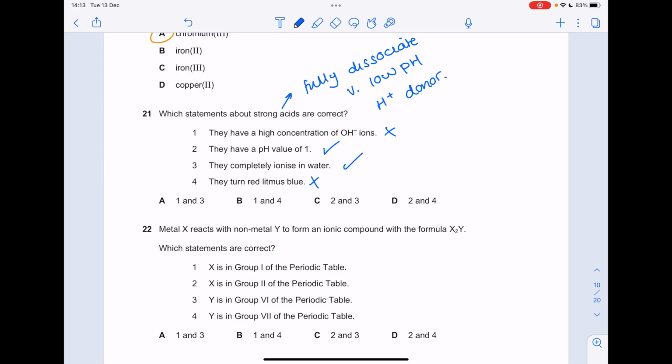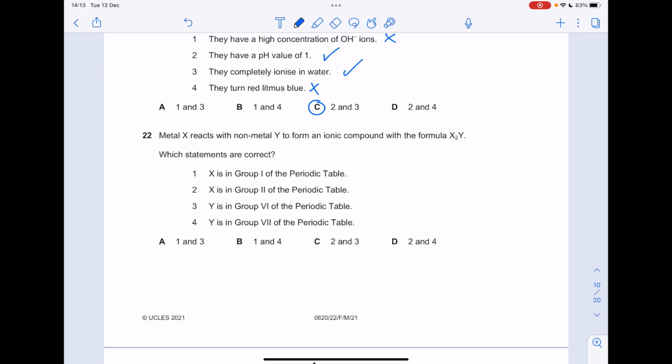So we've ticked 2 and 3, so answer C is correct. Metal X reacts with non-metal Y to form an ionic compound with the formula X2Y. Which statements are correct? So for this to hold true, the original ions must have been X 1 plus and Y 2 minus. Why? Because we need 2 X's for every Y.